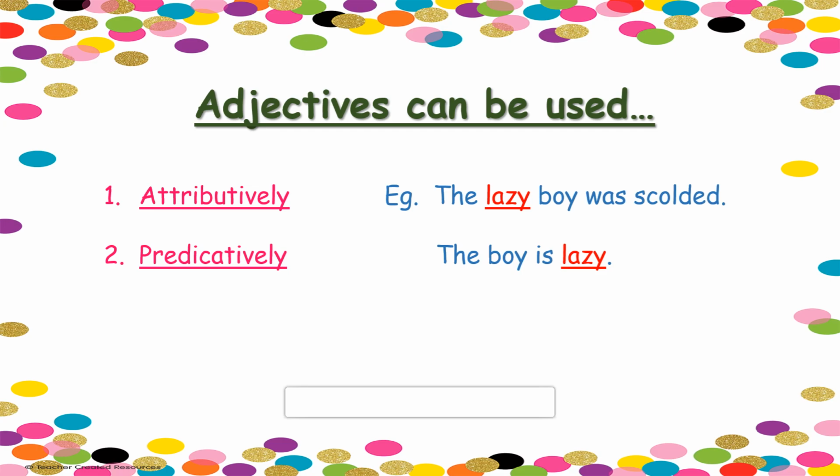Okay. So the first sentence is: the lazy boy was scolded. Here you will see the lazy boy. What is the subject? The lazy boy is the subject. So the adjective is placed in the subject part. But in the predicative case, you will see: the boy is lazy. What is the subject? The boy. And what is the predicate? Is lazy. So you will see the adjective is placed in the predicative place. Okay. So that is the difference between attributively and predicatively.